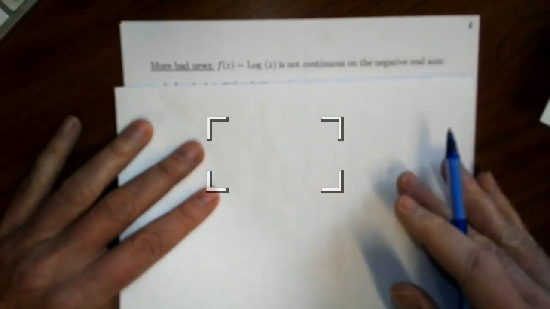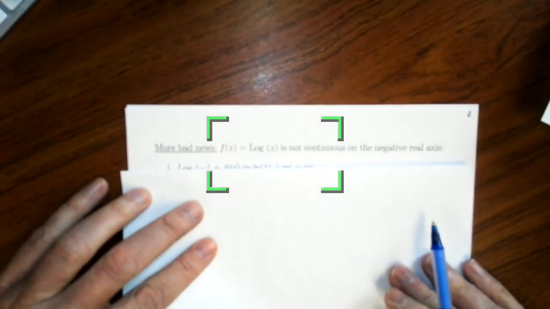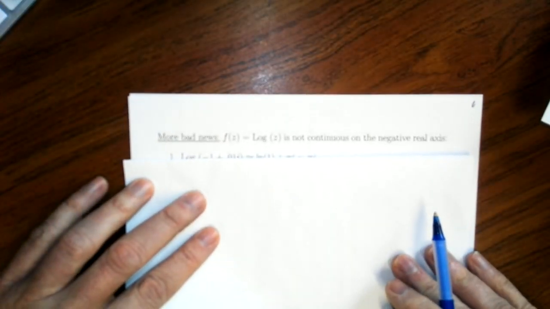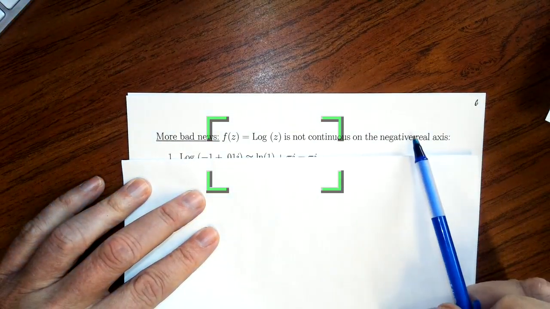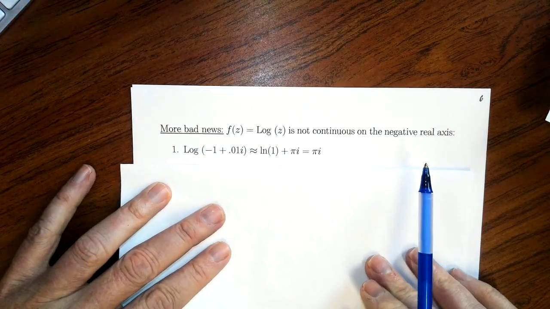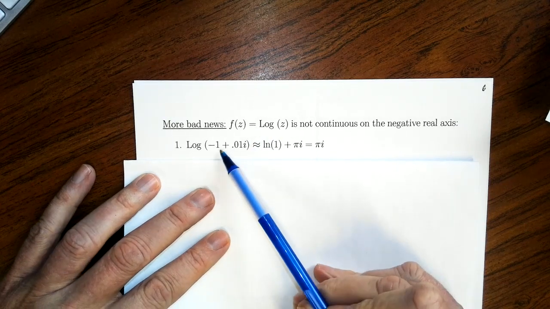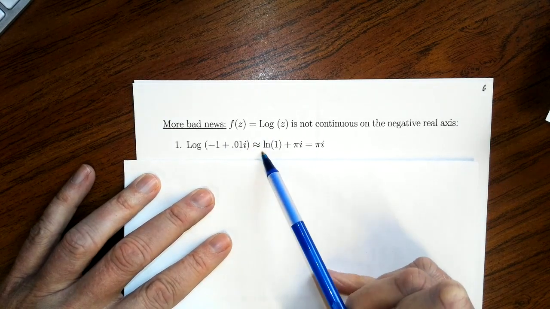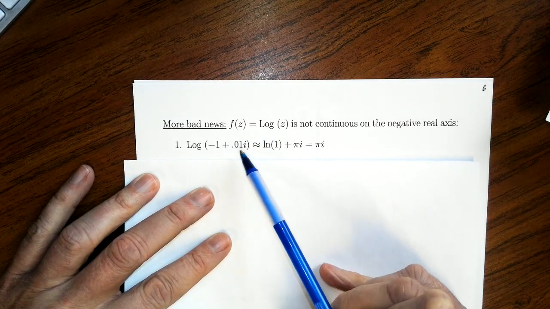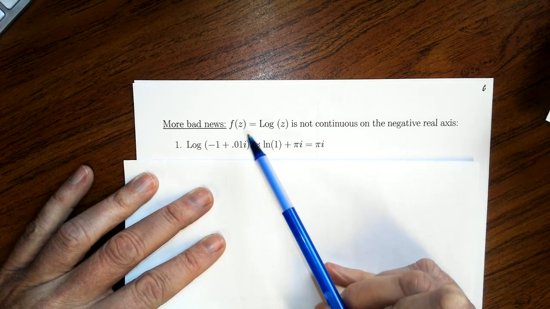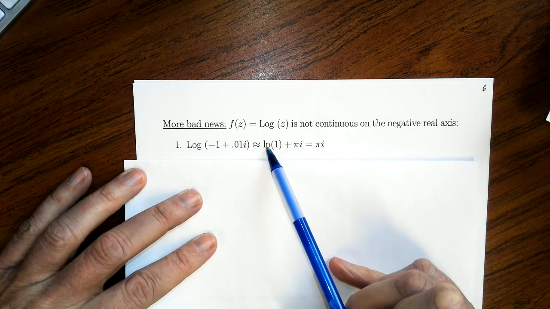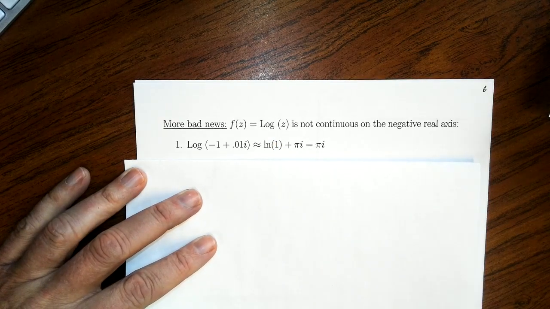But there's more bad news. The log of z is not continuous on the negative real axis, and here's why. Let's say we take a number minus 1 plus 0.01i. Okay? Now, 0.01i is so close to 0 that this is, in essence, natural log of 1 plus pi i. Now, where does the pi come from?